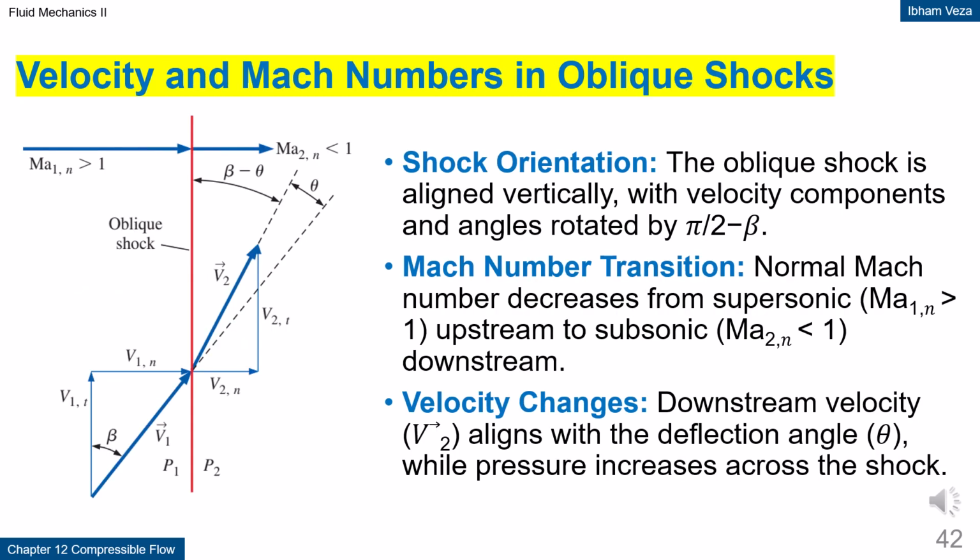Velocity and Mach numbers in oblique shocks. By rotating the coordinate system, an oblique shock can be treated as a normal shock, acting on the normal component of the flow. The upstream normal Mach number is greater than 1, while the downstream normal Mach number becomes less than 1. However, the total downstream Mach number can remain greater than 1. Pressure always increases after the shock. The downstream flow direction follows the deflection angle.